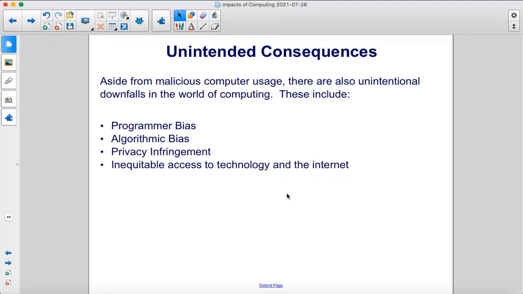Aside from malicious computer usage, there are also unintentional downfalls in the world of computing. These include programmer bias, algorithmic bias, privacy infringement, and inequitable access to technology and the internet.